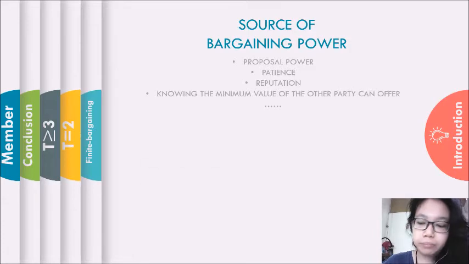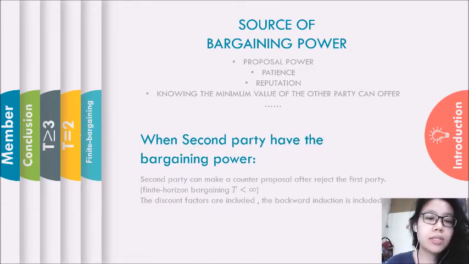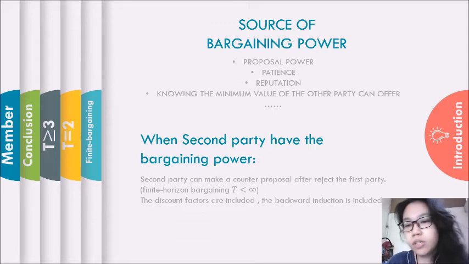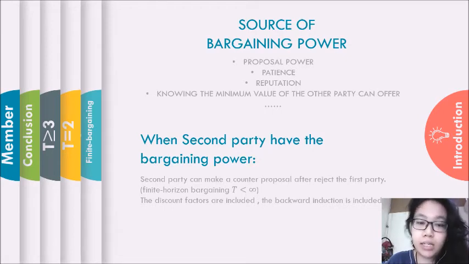Now, let us move on to see what will happen if the second party has the bargaining power. Let us assume that the second party can now make a counter proposal after rejecting the first party, where the finite horizon bargaining T is less than infinity. The discount factors are included, and so is the backward induction.